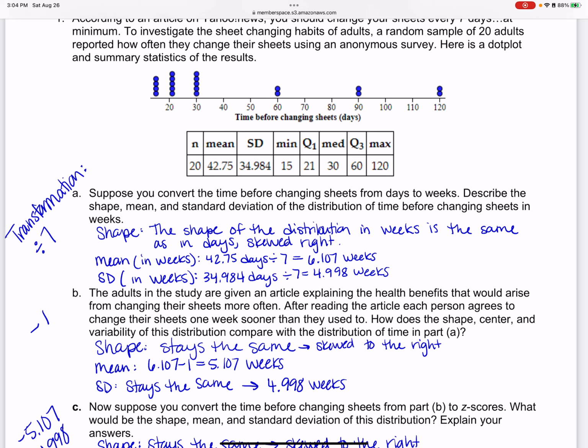For the next one, it's going to be subtract 1, which means everything's just going to shift to the left. So the shape stays the same. The mean shifts 1 to the left. My standard deviation, which means the average distance my dots are from the mean, is not going to change because that's my spread. And it's just shifting. The spread is not changing one way or the other.